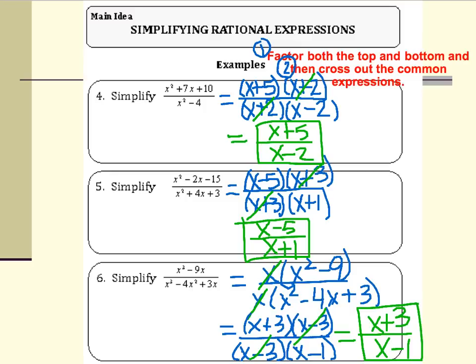So we're factoring first, the top and bottom, and then we're canceling out what they have in common, and that leaves us with our simplified expression. Let's look at the other side of your frame now.